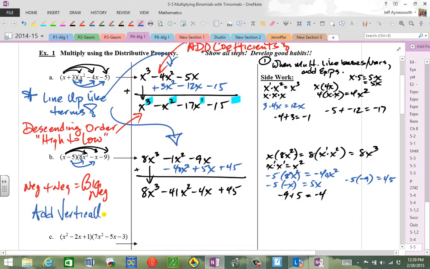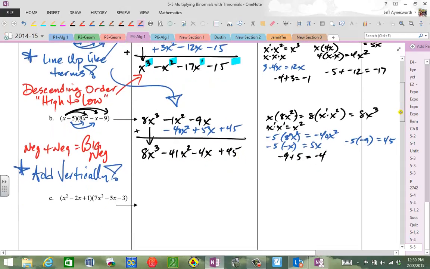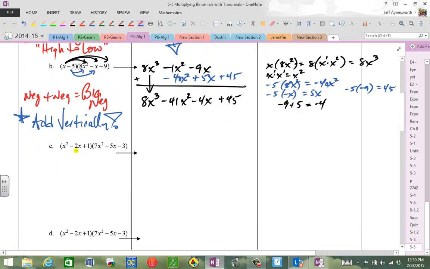Take really good notes. Do a good job and step it out, and it's not that hard. Add vertically. Squares with squares, x's with x's, and bring down the constant. That's all you have to do. Even when it comes to taking 2 trinomials and multiplying them together.